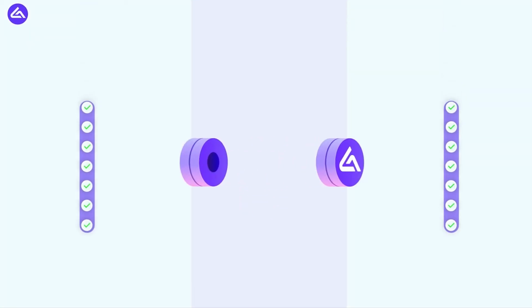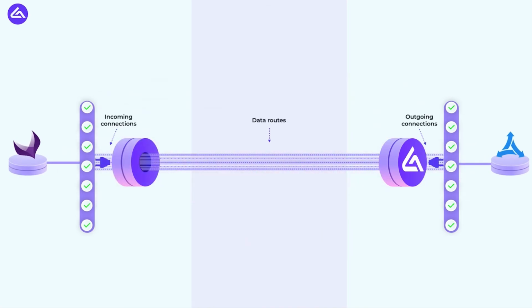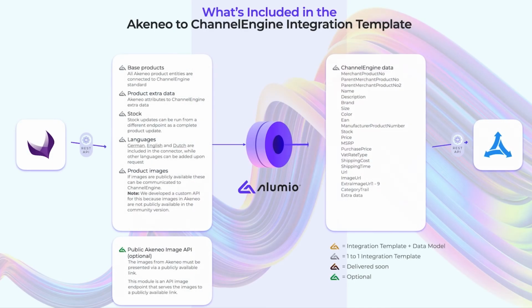Alumio provides a cloud-based, no-code integration platform to create fast, flexible, and future-proof integrations and allows you to adjust them yourself via its easy-to-use interface. For Akeneo to ChannelEngine, an integration template designed by an Alumio partner can be used in order to really kickstart your integration. It connects all the needed data from Akeneo and pushes it to ChannelEngine's API in the desired format.